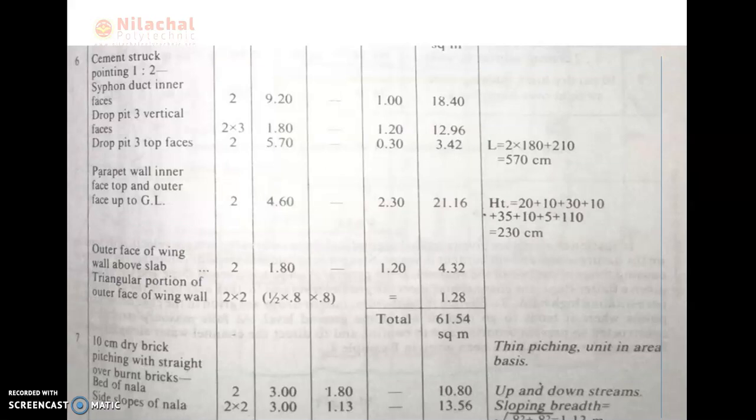Then after that we go into the calculation of cement stroke pointing. Cement stroke pointing, the 1:2 ratio is used. First of all we discuss the siphon duct inner face, drop pit vertical faces, drop pit top faces, and parapet wall inner face, top and outer face, then outer face of wing wall, then triangular portion outer face of wing wall. First of all we consider the cement stroke in the siphon duct inner face.